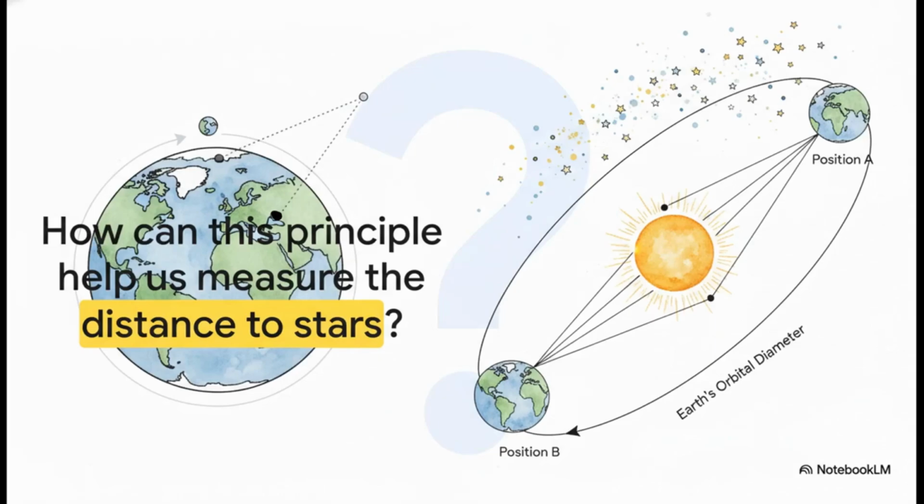So we've seen how an object's position shifts just based on where you're standing on Earth. This leaves us with a final really big thought. If this small, earthbound shift is our first step, how could we use a much, much larger baseline, like the entire orbit of the Earth, to measure the even tinier, more subtle shifts of the distant stars?